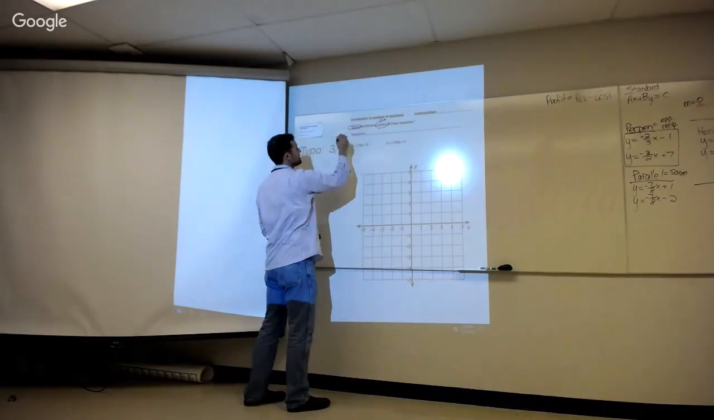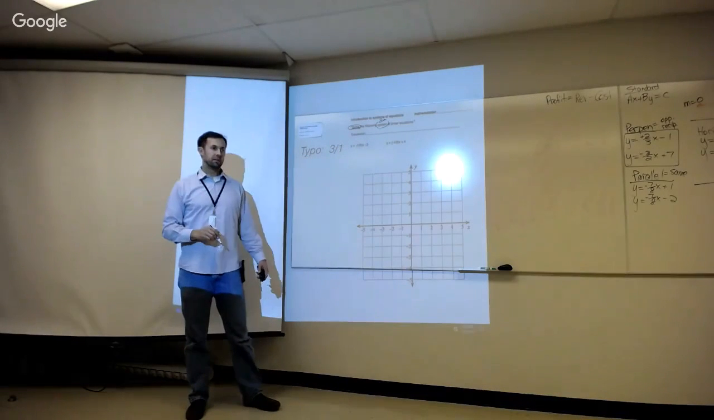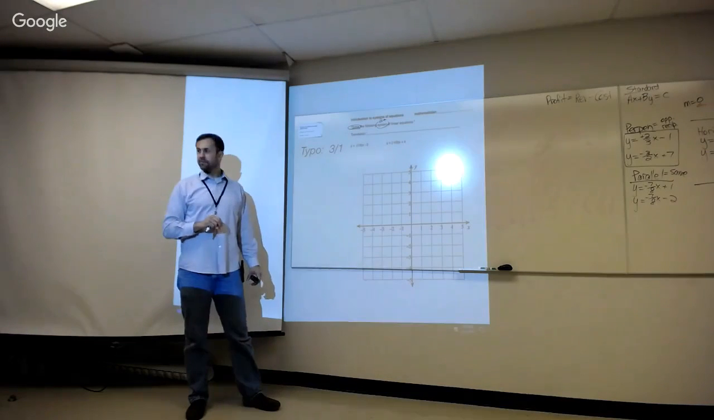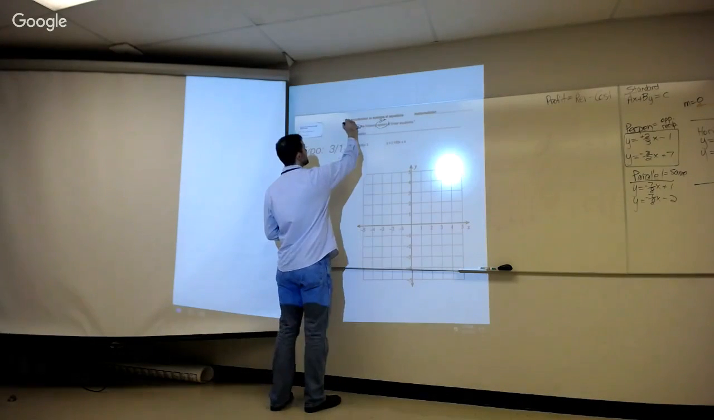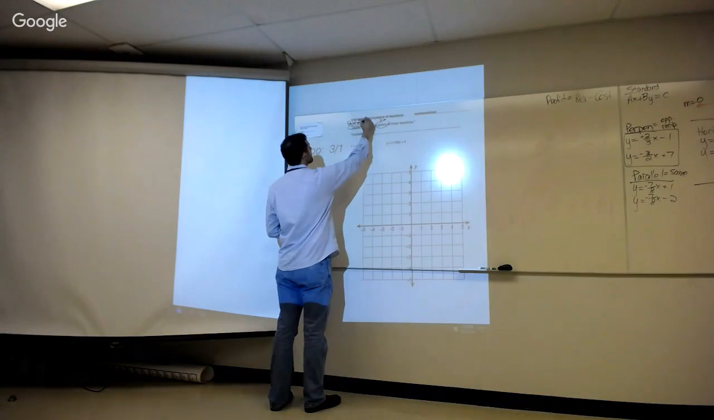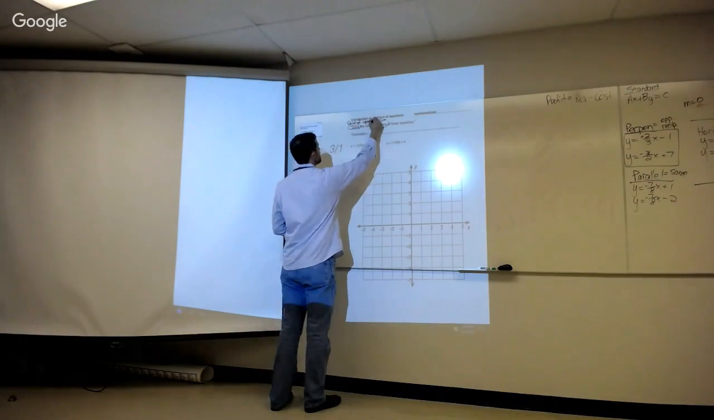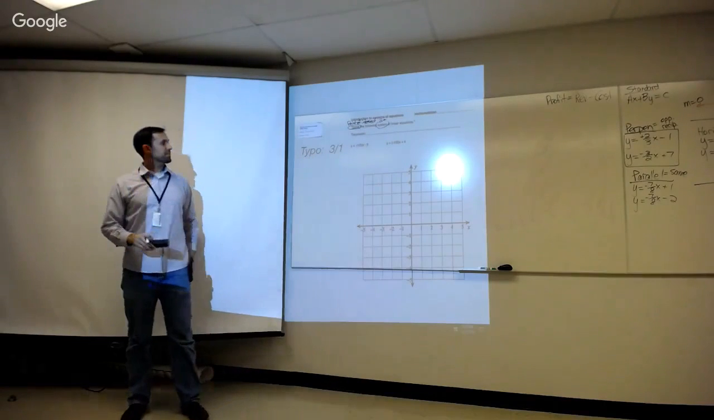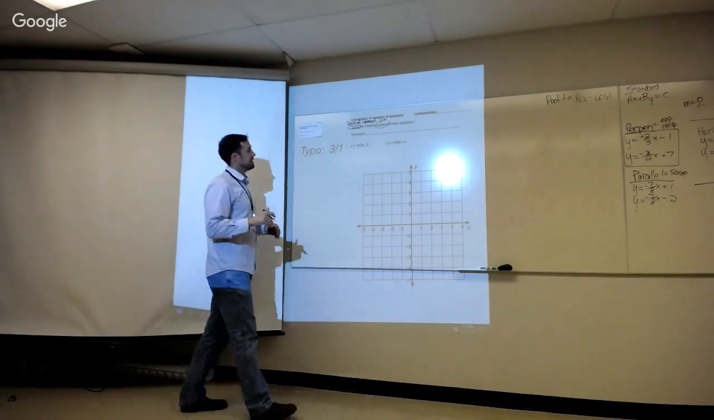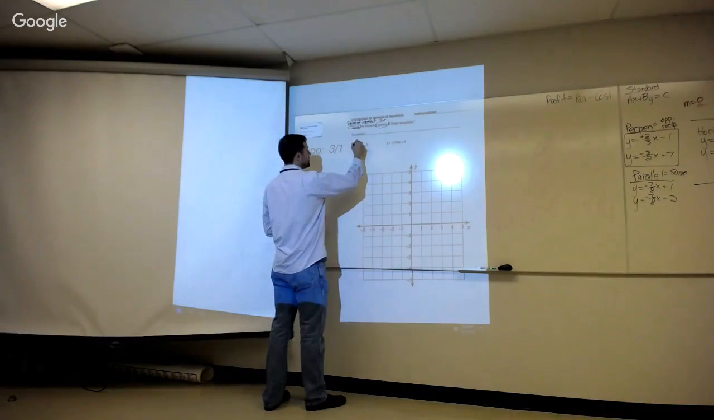And then what do we mean by solve a system? To solve a system, what are we looking for? Where they intersect. Exactly. Point of intersection. So, for the whole rest of today, when we're talking about solving a system, visually, that means finding where they intersect.